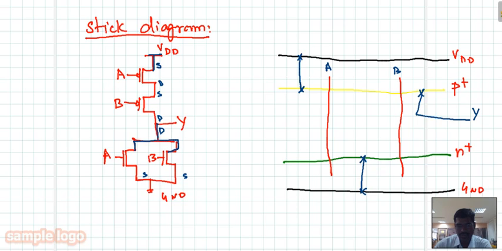Y. Output Y. So here I will take it like this and you connect like this, and it should be connected to output Y. This is the diagram for the two input NOR gate. Similarly, for the stick diagram for the NAND gate, your CMOS transistor is connected in parallel.